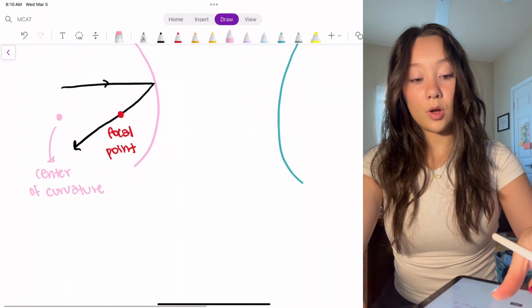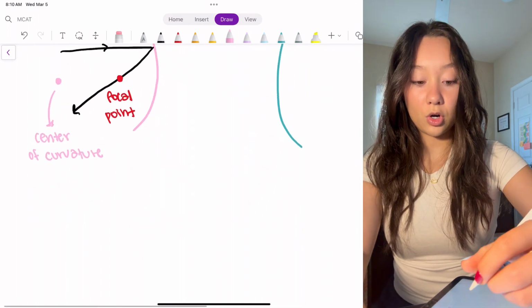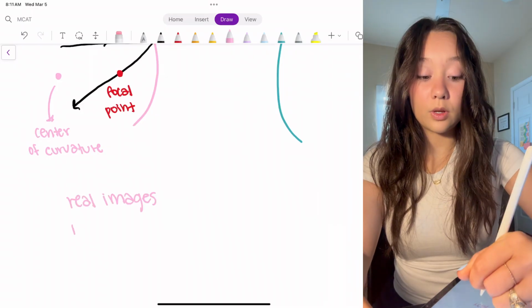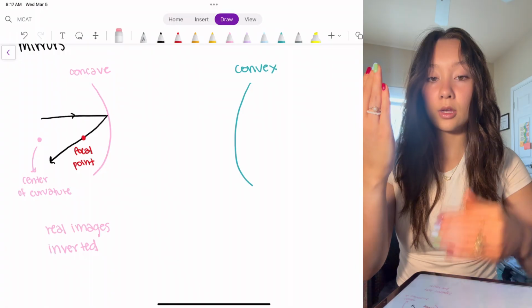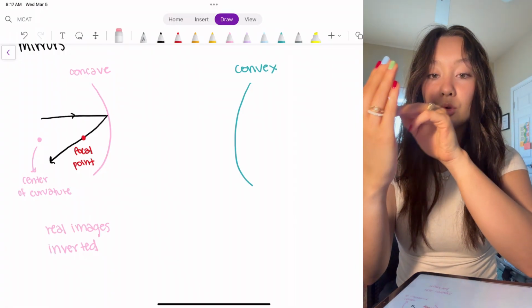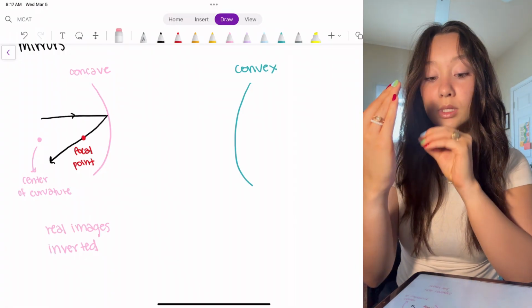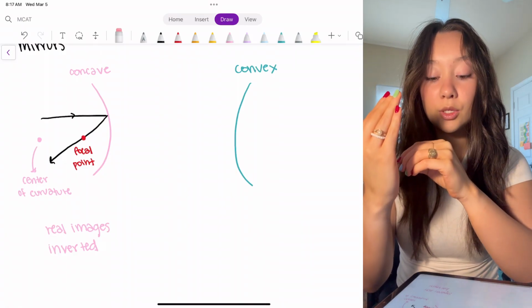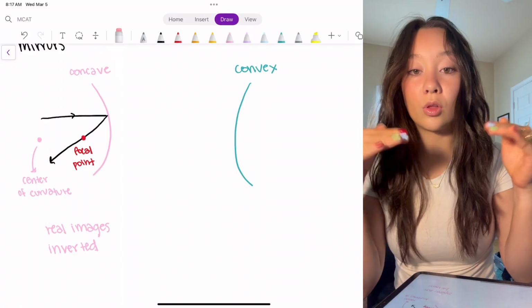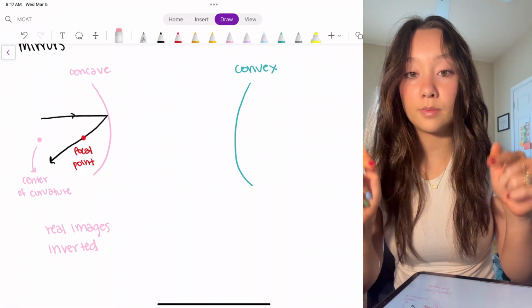So something important about concave mirrors is that they form real images, and the images are inverted. The way we can think about this is, if we have a concave mirror here, the light is coming in and the focal point is in front of the mirror. So it's at a spot that is truly real in space. The focal point is where all of those light rays coming into the mirror converge.